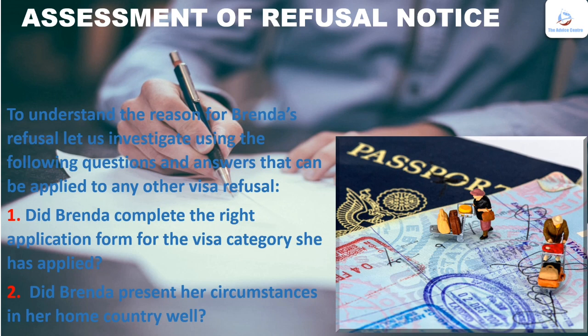Did Brenda present her circumstances in her home country well? If you are not able to evidence things like strong family and social ties to your home country in your application, the ECO will question whether you will return to your country after your visit. Brenda has not stated whether she included evidence of her earnings from her dressmaking business or evidence of the said vacation.